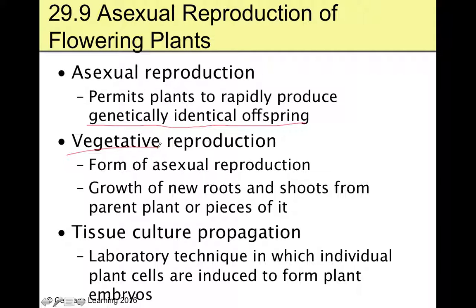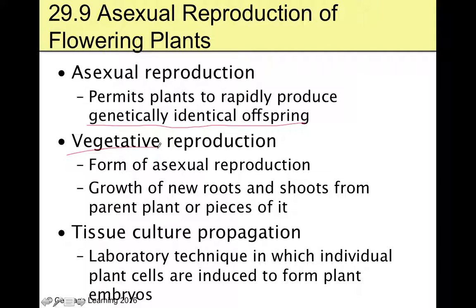There's also tissue culture propagation. Now, this one's not the plant in the wild doing this. This is us doing this. We take tissues into the lab. We take a little bit of meristematic tissue, and we put some in the dark, some in the light. We try to get some of them to become roots and some of them to become shoots, and we can grow plants that are very difficult to domesticate.